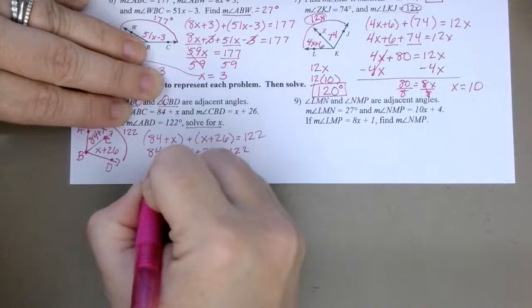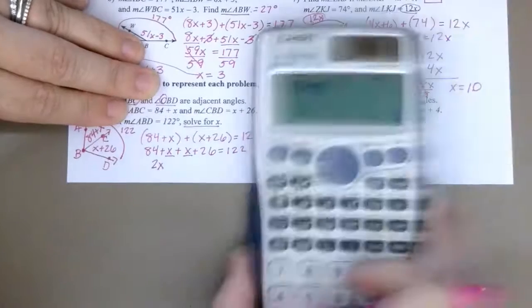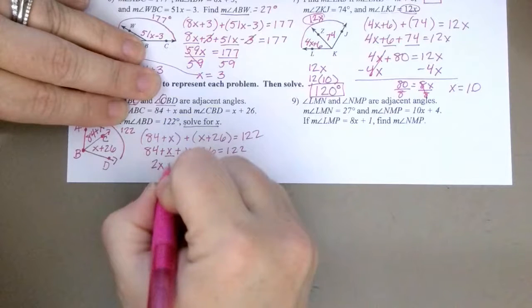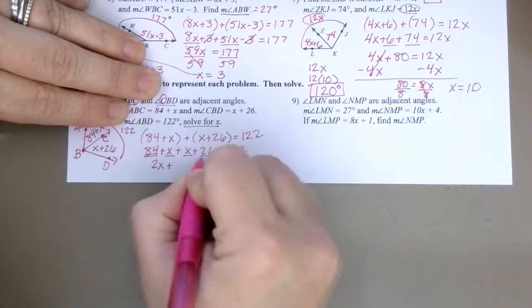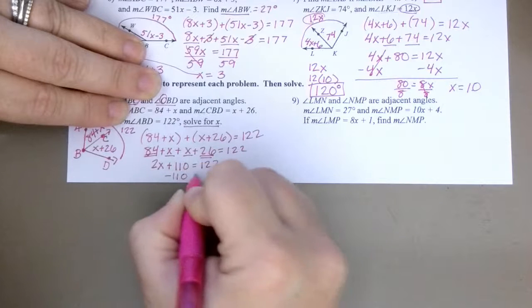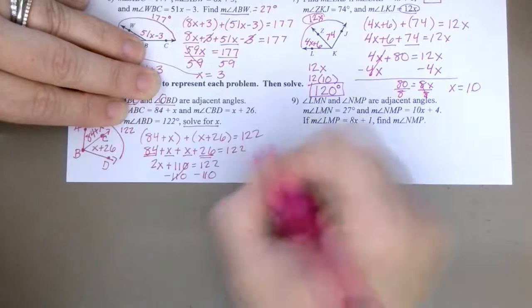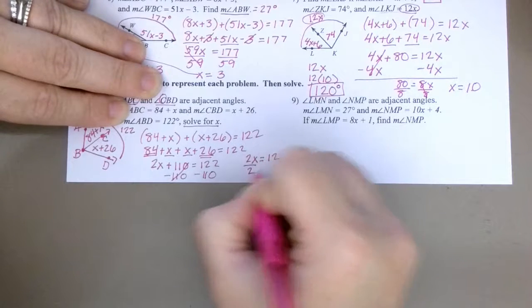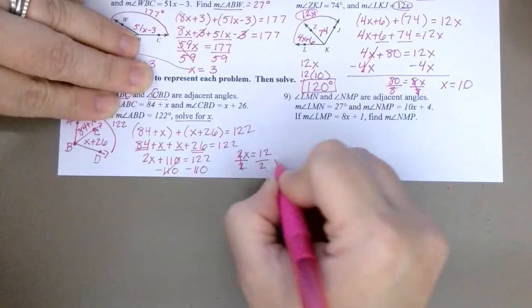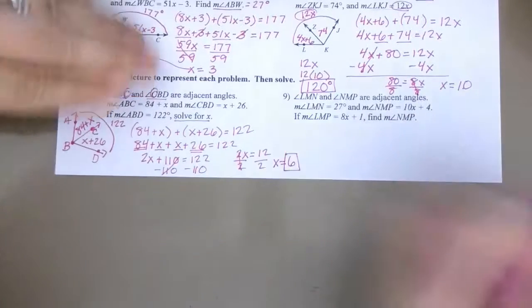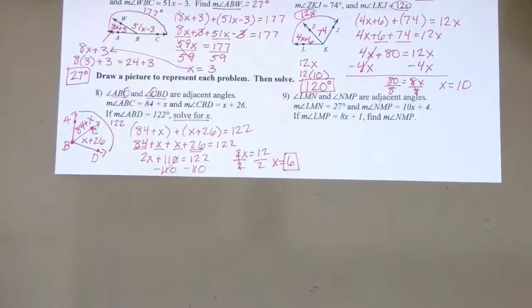So I have two x's. What's 84 plus 26? 110? Equals 122. Subtract 110. So that gives me 2x equals what? 12. Divide by 2, and what does x equal? Degrees or just 6? Just 6, because it's not asking for an angle. Okay? All right, you try the last one.